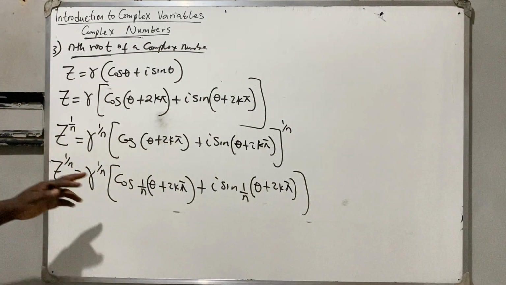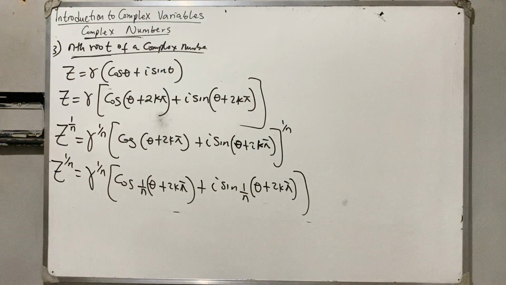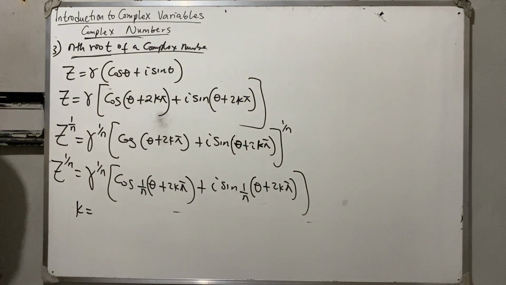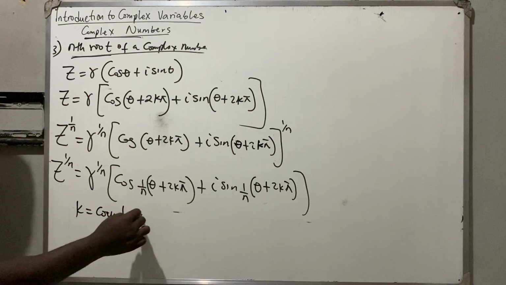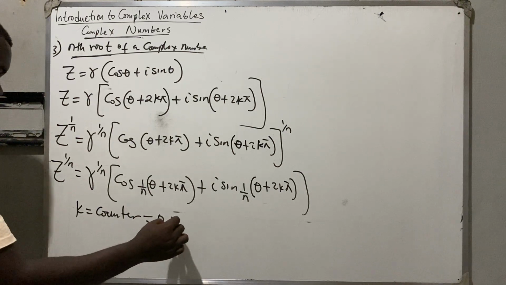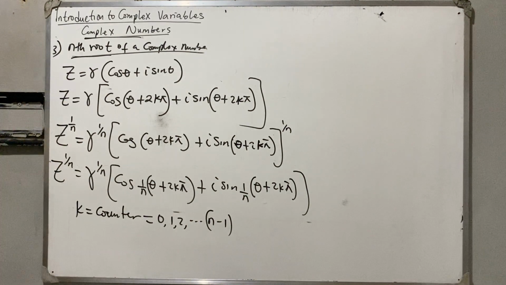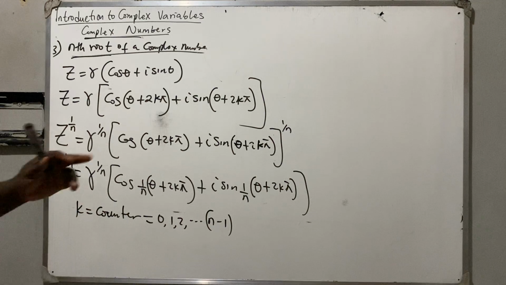Some people will write it as 2k pi over n, which is the same thing. Where k is known as the counter, k is equal to 0, 1, 2, up to n minus 1. It stops at n minus 1. So what is the application of this? Anytime you want to get the root of a complex number, we apply this.